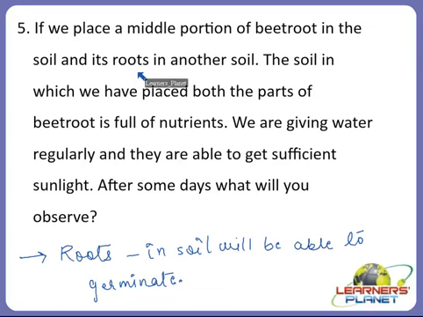But when we place the roots in another soil, providing other essential factors like water, sunlight and air also, then they will be able to germinate into a new beetroot plant. Alright, because this is a plant which is capable of growing into a new plant only from its roots, not from any other part. Alright children? So I hope this question is also clear to you.